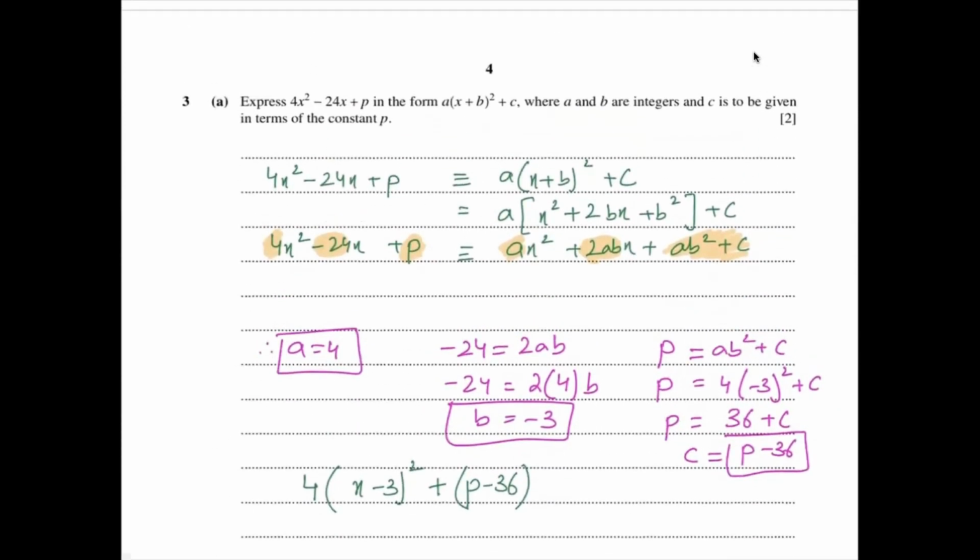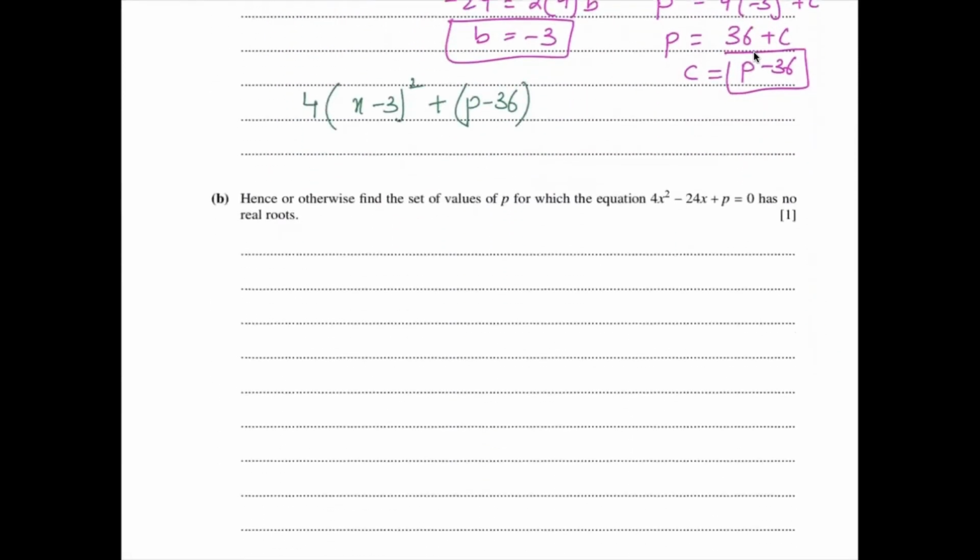The second part says, hence or otherwise find the set of values of p for which the equation 4x² − 24x + p = 0 has no real roots. So if we use the completing square form, it would be 4(x − 3)² + p − 36, which is equal to 4x² − 24x + p. When equated to 0, we need to find the set of values of p for which this equation has no real roots. If it does not have real roots, then the discriminant must be less than 0.